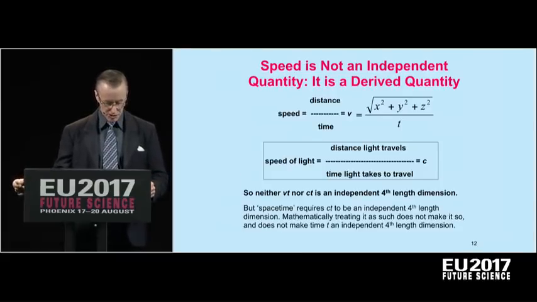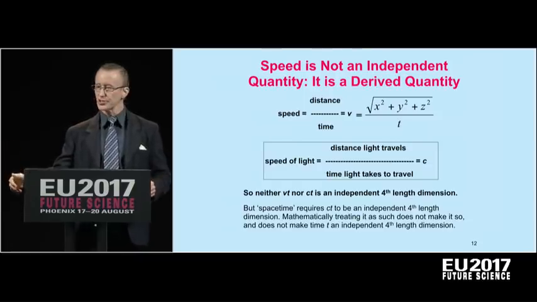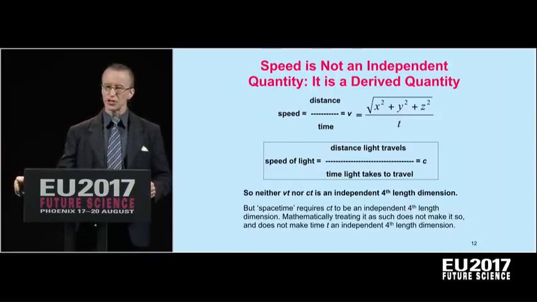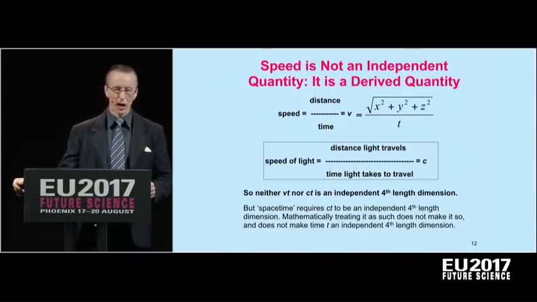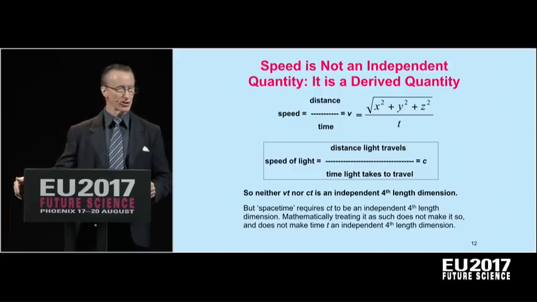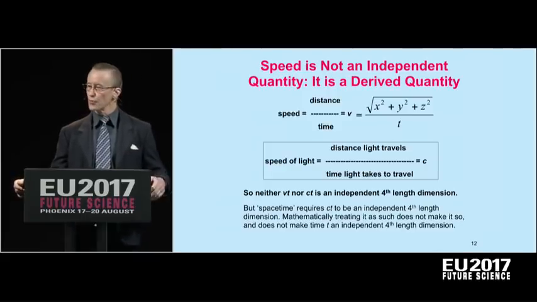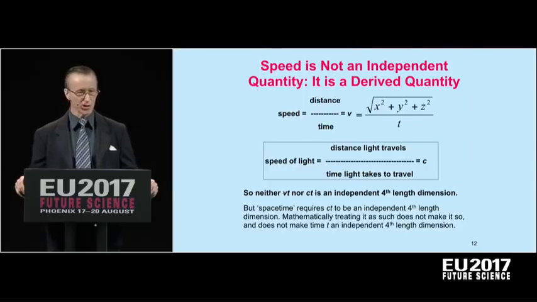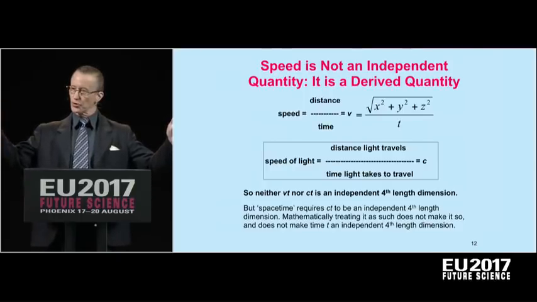So we conclude from this that neither Vt nor Ct, now Vt is a distance. If I say to you, you're traveling at 60 miles an hour for 1 hour, how far did you go? Well, you take the speed, you multiply it by the time, and you get the distance. In that simple instance, it's 60 miles per hour times 1 hour. The hours cancel out, and you've got 60 miles. So Vt and Ct is not an independent fourth length dimension. It's just how long did it take to travel along the hypotenuse of a right triangle?